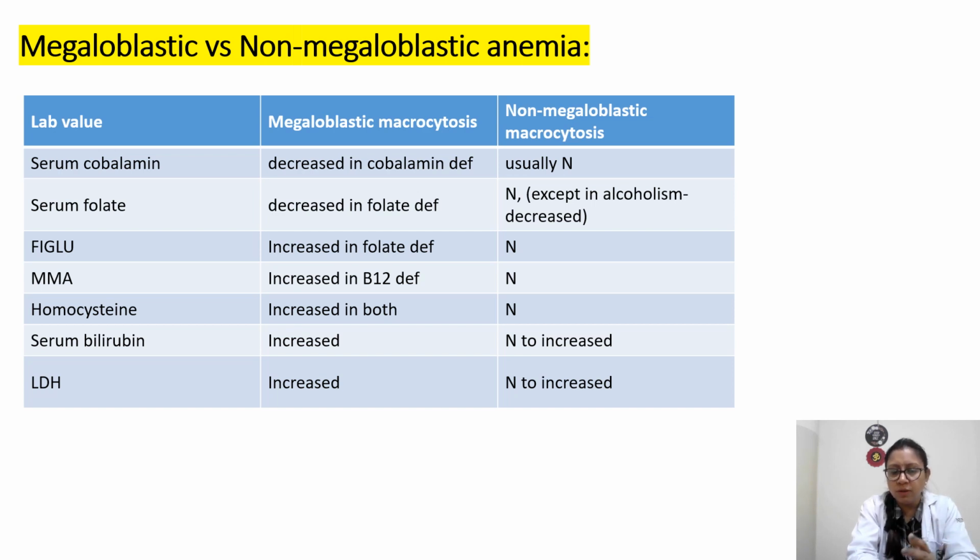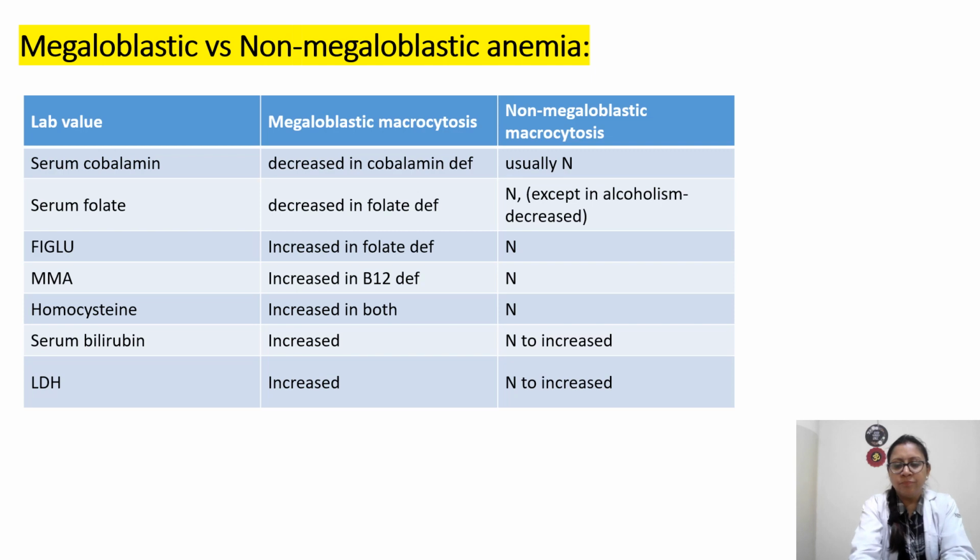Then coming to FIGLU, as I said, it is increased in folate deficiency. Methylmalonic acid is increased in vitamin B12 deficiency. Homocysteine is increased in both, and these three are normal in your non-megaloblastic macrocytosis. Coming to serum bilirubin and LDH, lactate dehydrogenase, both are increased in your megaloblastic macrocytosis, and these are normal to mildly increased in your non-megaloblastic macrocytosis.